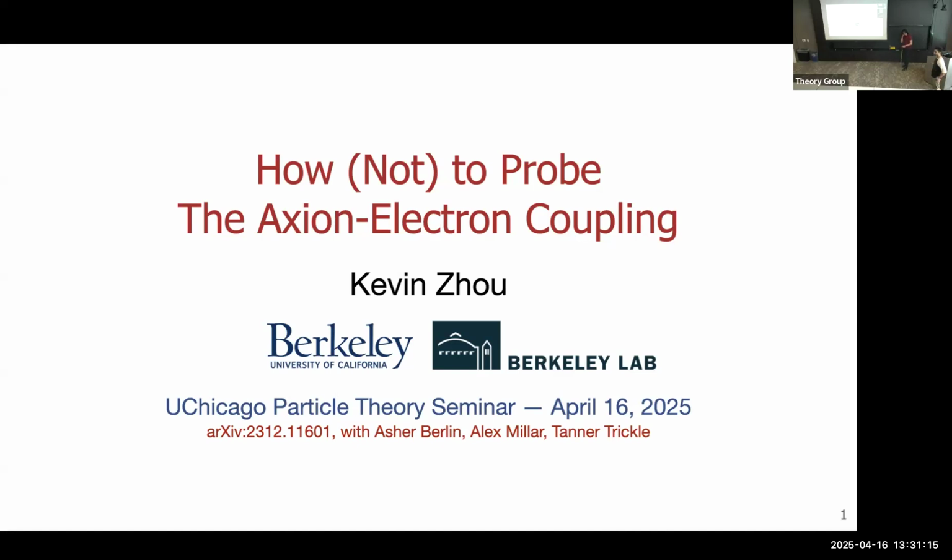The antenna will probably just show up when he shows up, so maybe we can go ahead and get started then. Okay, so we're very happy to have Kevin here today with us, who will, I guess, tell us either how to probe the axion-electron coupling or how not to.